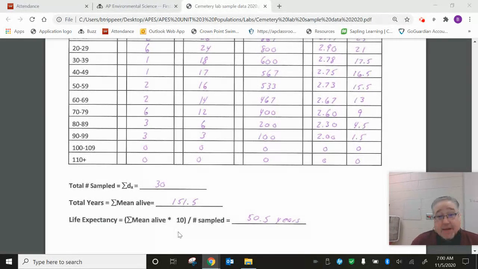Now the last thing, which I think is kind of interesting, is the life expectancy. So we're going to figure out what the life expectancy is of this particular cohort group. To figure that out, you take the sum of the mean alive, which in this case is 151.5. You're going to times it by 10, and then you're going to divide it by the number sampled, which in this case happens to be 30. In this case, you get 50.5 years.